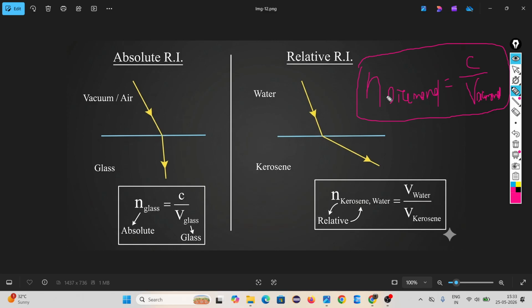If this formula is written, n of diamond equals c by v of diamond, is it absolute refractive index or relative refractive index? Absolute, because after the comma there is nothing. Okay.